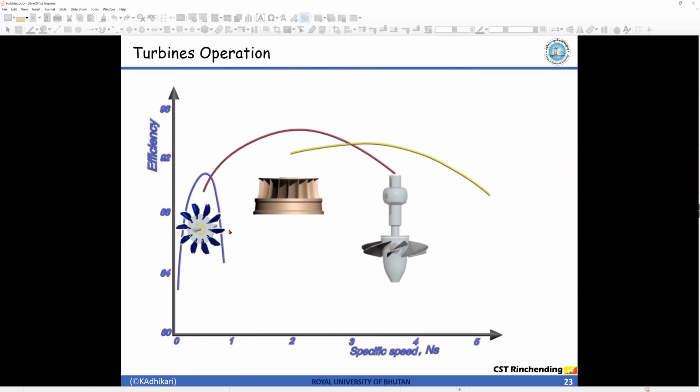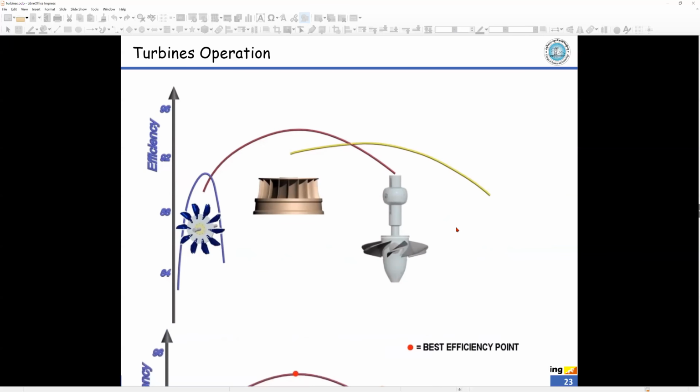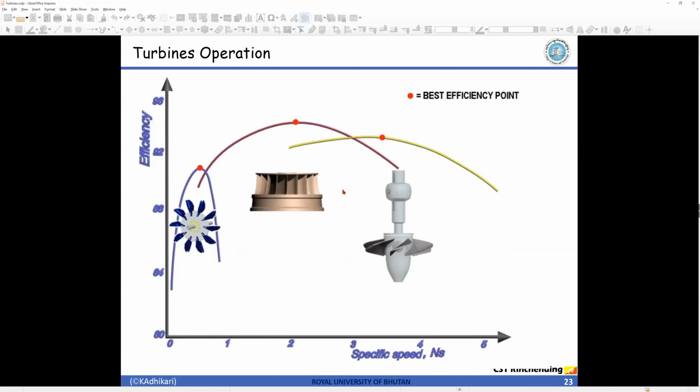Usually the Pelton wheel operates at a very small specific speed, the Francis turbine has a large region where it can operate, and the Kaplan turbine also has quite a large region where it can operate. This point shows the maximum efficiency for a particular specific speed. Achieving this in the real world would be very difficult; it has to be tested experimentally a number of times. With this, I would like to end the lecture and continue in our next video. Thank you.